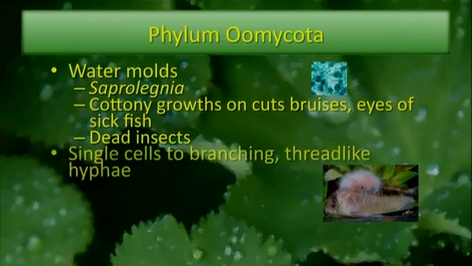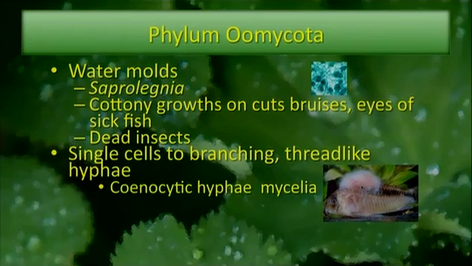They can be single-cell organisms, or they can have branching, thread-like hyphae. They have cenocytic hyphae. Remember we talked about cenocytic: that means a filamentous structure that doesn't have cross walls in it, so you have many nuclei in the cell. Cenocytic hyphae make up a mycelium.